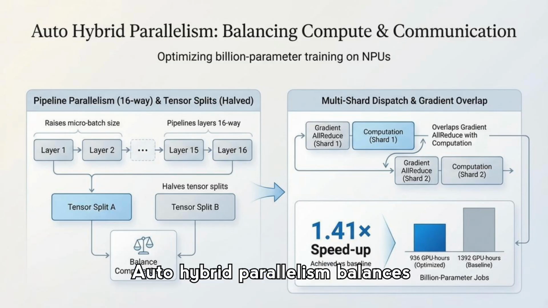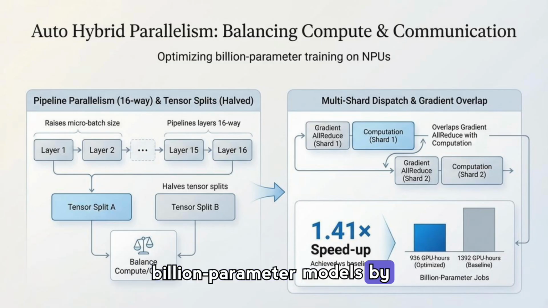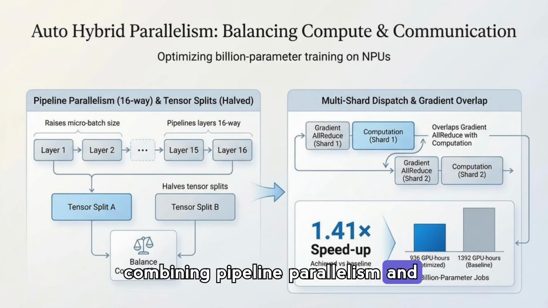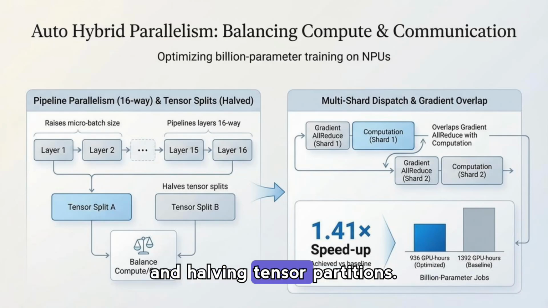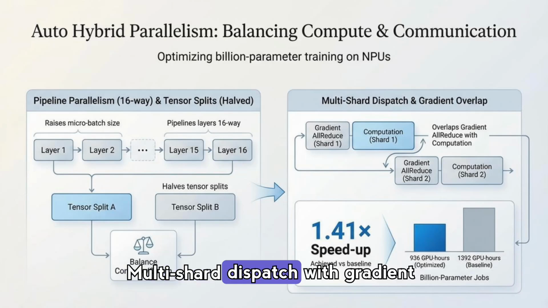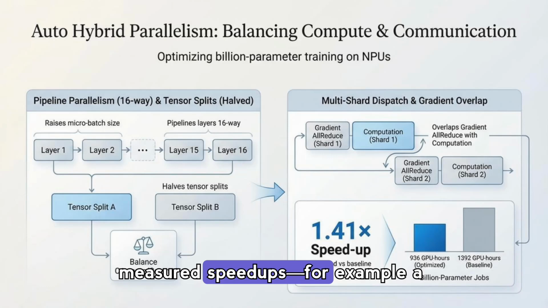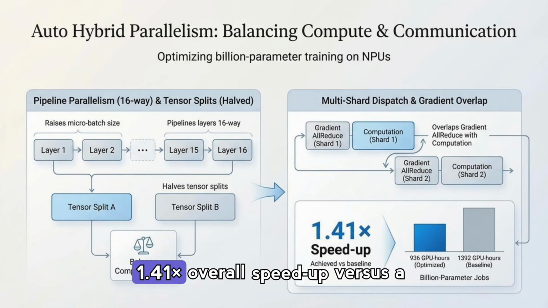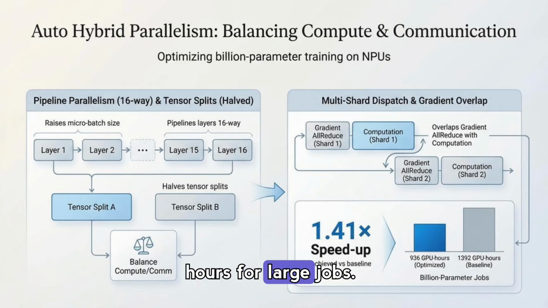Auto-hybrid parallelism balances compute and communication for billion-parameter models by combining pipeline parallelism and tensor splits, raising micro-batch size and halving tensor partitions. Multi-shard dispatch with gradient overlap further reduces idle time across shards and achieves measured speedups, for example, a 1.41 times overall speedup versus a baseline, lowering total compute hours for large jobs.